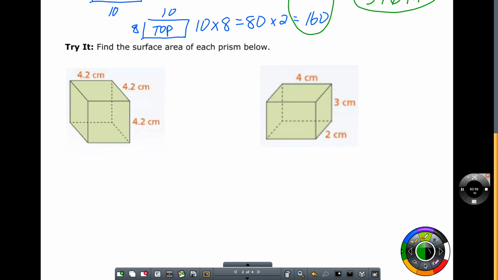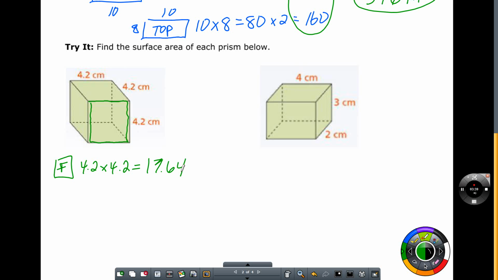Okay, first one here. We need to find the surface area of this prism. Okay, so if we look here, we have three sets of sides again. Let's start with the front right here. The front is the same as the back. So if I look at the front, it's going to be 4.2 times 4.2, which is 17.64.